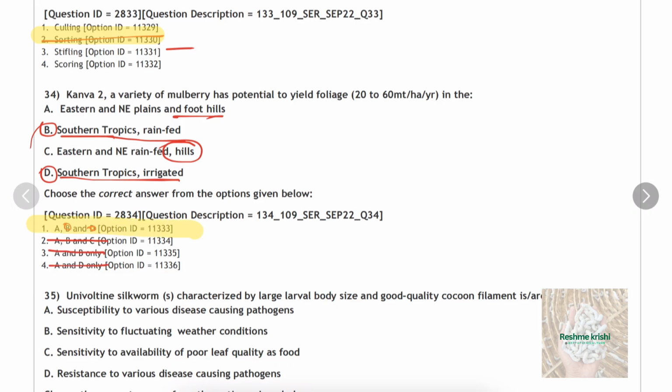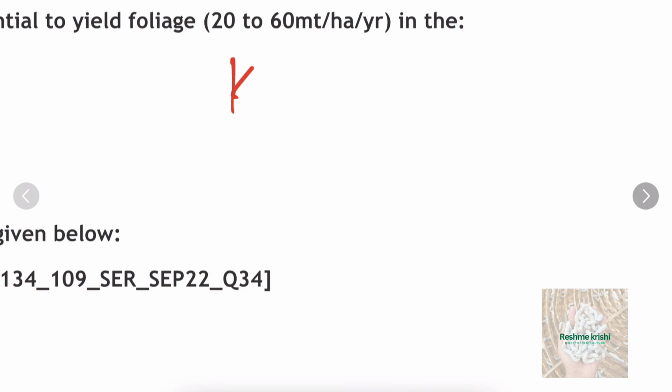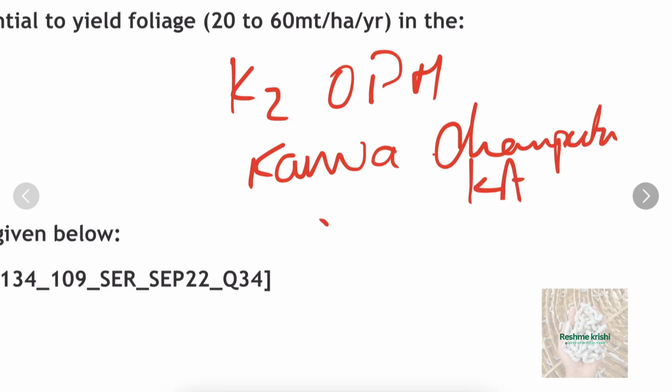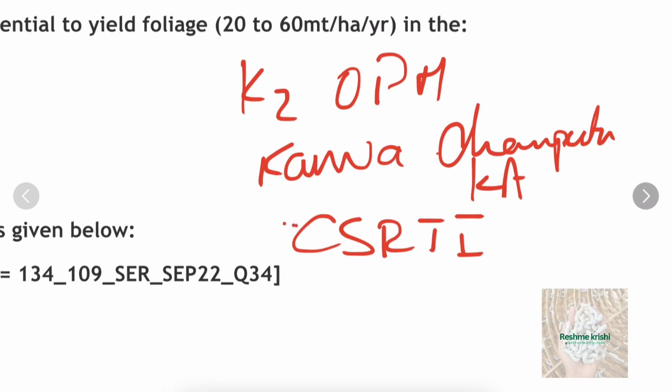The answer is this. And for example, if you want to see about K2, it is an open pollinated hybrid, okay, found in Kanwa farms. Kanwa farm of Channapatna, Karnataka. Okay, it was developed by CSRTI. If they ask the question, it was developed by CSRTI. Okay, Mysore.